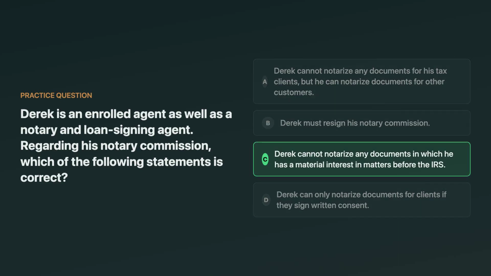The correct answer is: Derek cannot notarize any documents in which he has a material interest in matters before the IRS. Circular 230 is targeting independence and conflicts in the IRS matter. A tempting wrong choice is the one saying he can't notarize anything for tax clients at all. That's too broad. The restriction is tied to the IRS matter and his material interest.